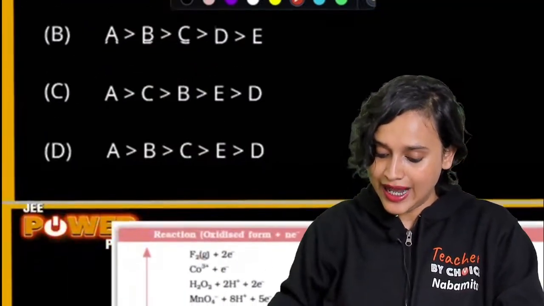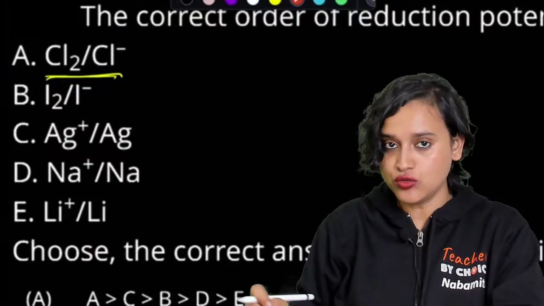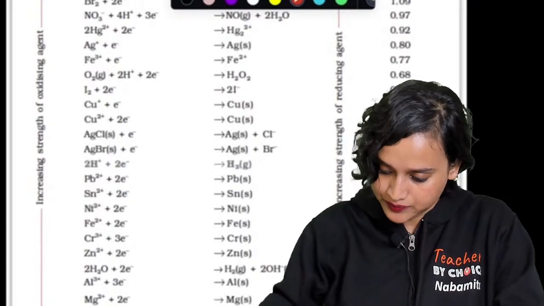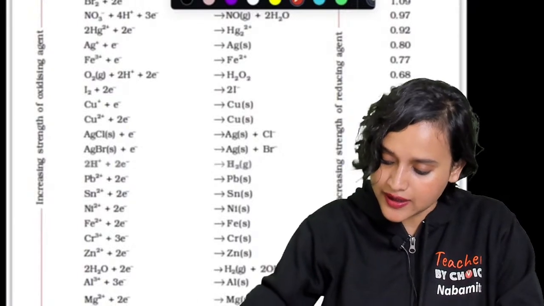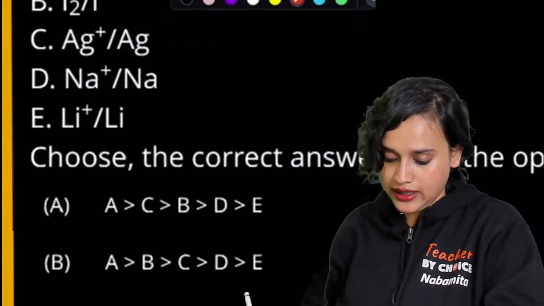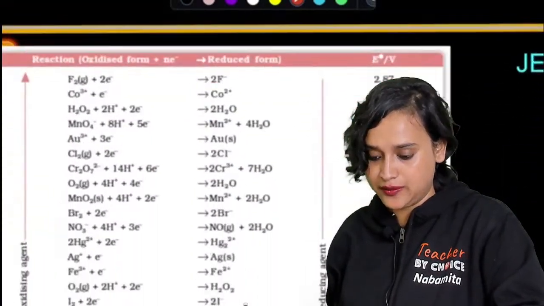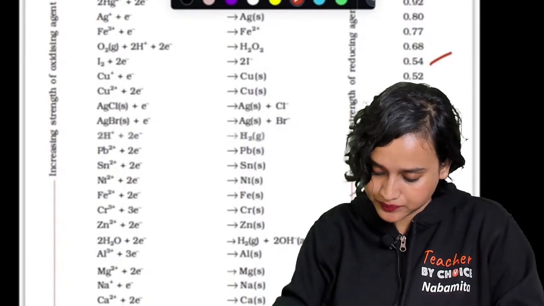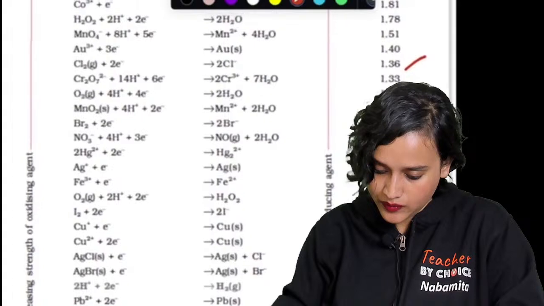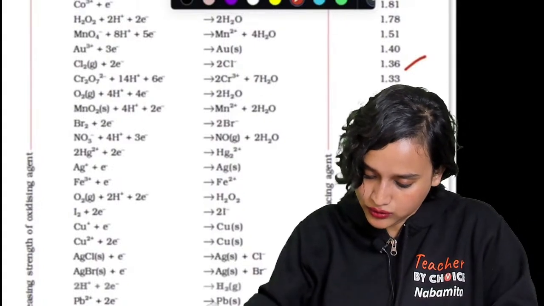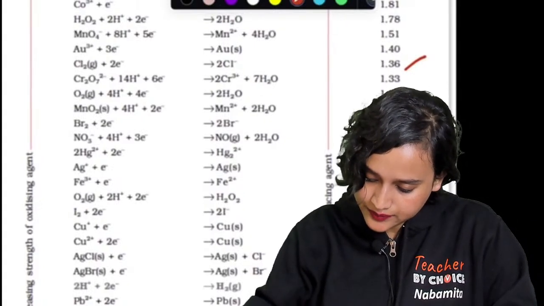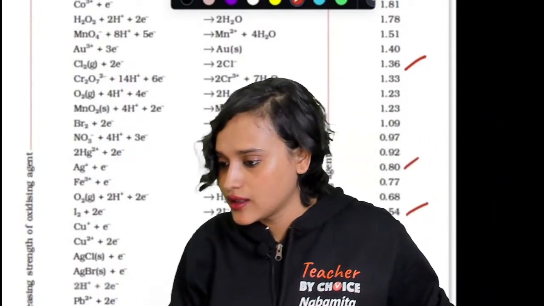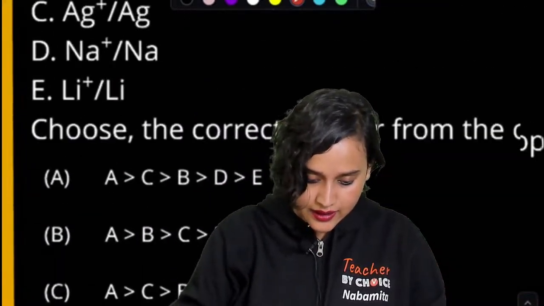Okay. Next what do you have? I2 to I minus. Do you have this? Yes, you do. I2 to I minus is 0.54. Alright. Next, Ag plus to Ag. Where do you have Ag plus to Ag? Yes, Ag plus to Ag is right here. 0.80. Alright. Yes. Okay.